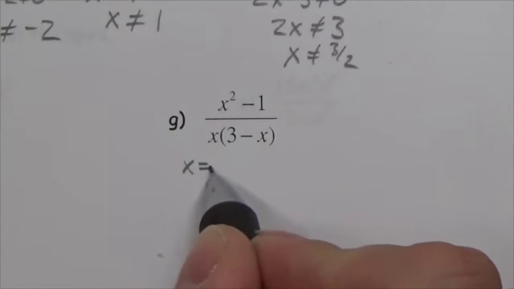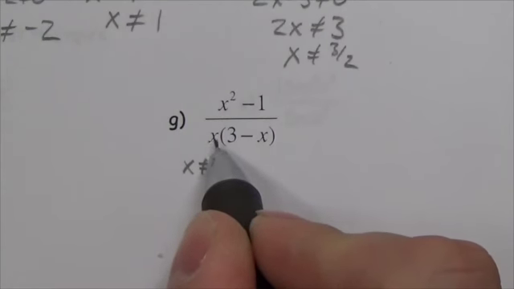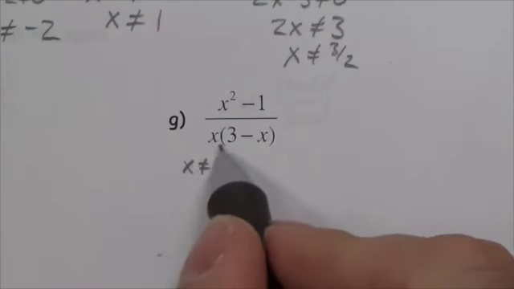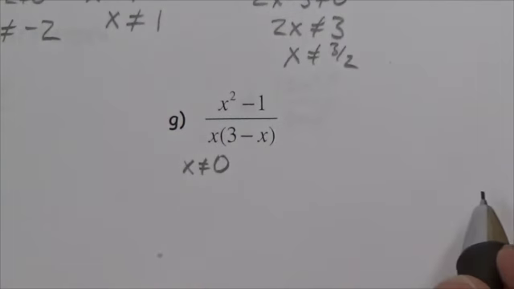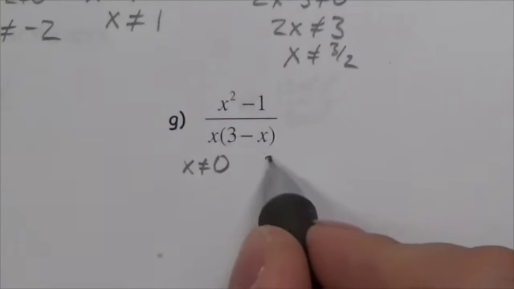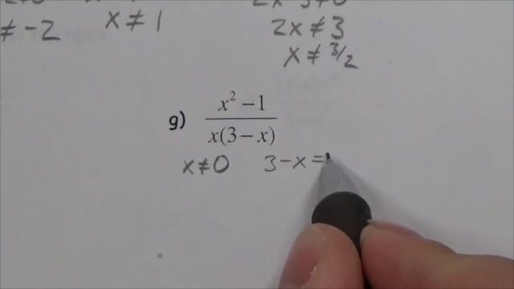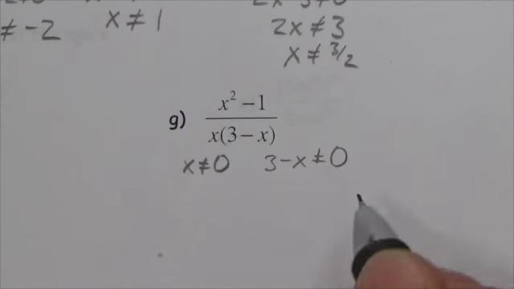its own here, so I can't allow that x to go to 0, which would mean all of the x's, but in particular, this one's going to cause the problem. And then here's this factor right here. It's got an x in it, so I can't allow 3 minus x to go to 0.